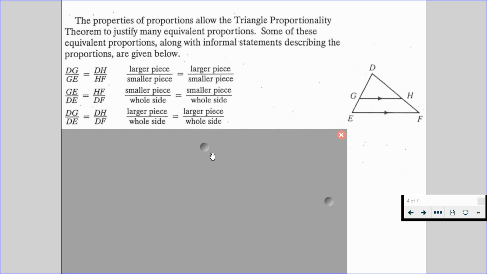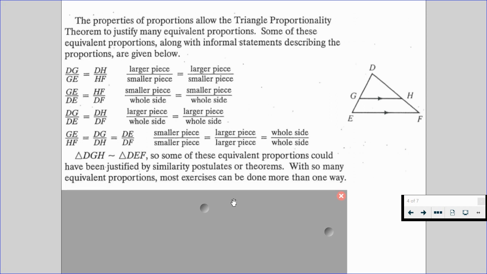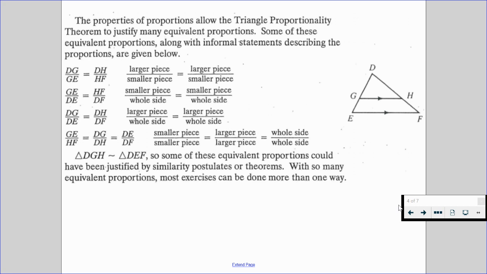DG divided by DE is equal to DH divided by DF. That's the longer piece divided by the whole side is equal to, again, the longer piece divided by the whole side. We can also say GE over HF is equal to DG over DH, which is equal to DE over DF. Smaller over smaller, larger over larger, whole over whole. And triangle DGH is similar to triangle DEF. So some of those equivalent proportions could have been justified by similarity postulates or theorems. With so many equivalent proportions, most exercises can be done more than one way.